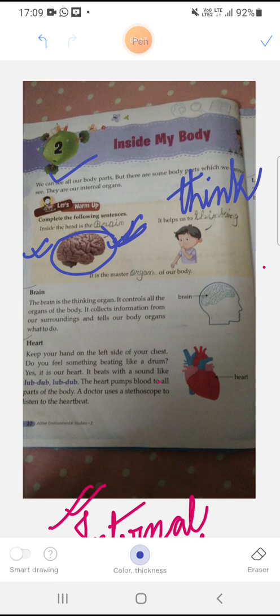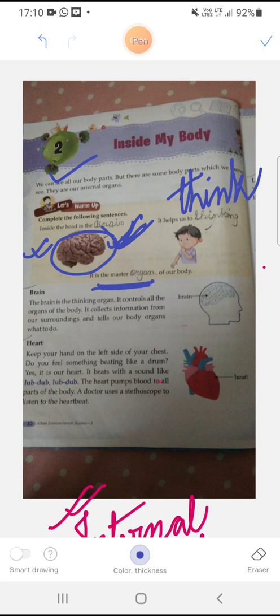See, students, therefore if our brain is not working properly, what will happen? We cannot think, we cannot remember anything, we cannot arrange the things properly. So that is why the brain is very, very important. It is the master organ of our body. That means it controls our whole body. The whole nervous system, you can say, is controlled by this brain.